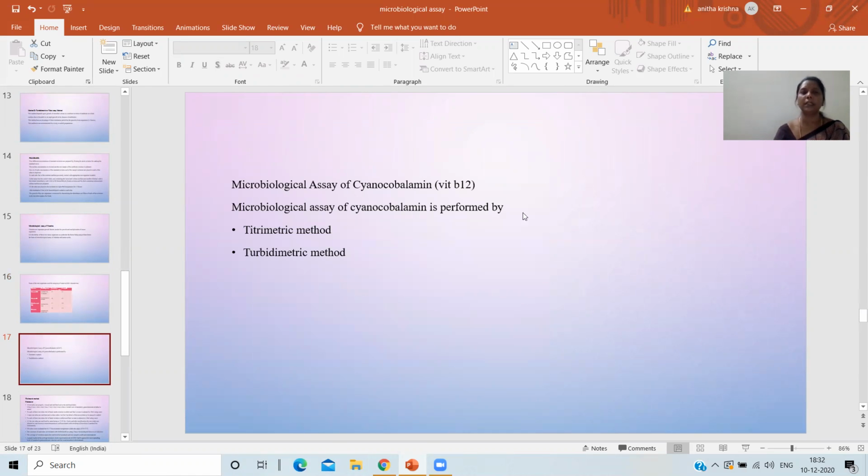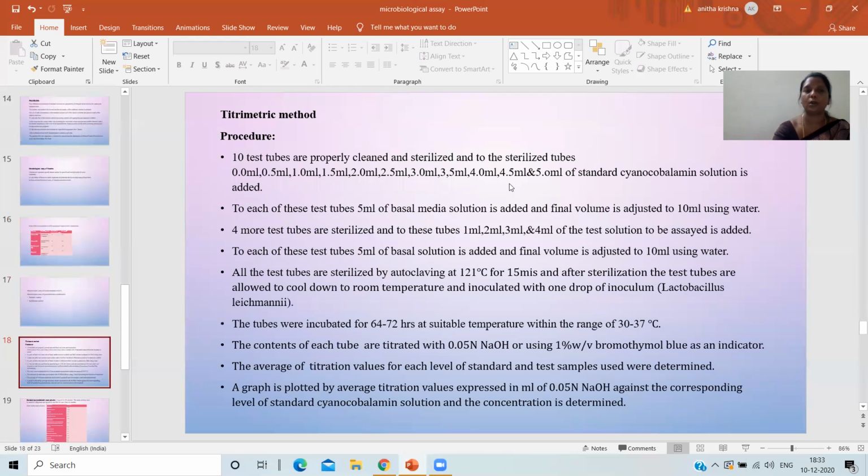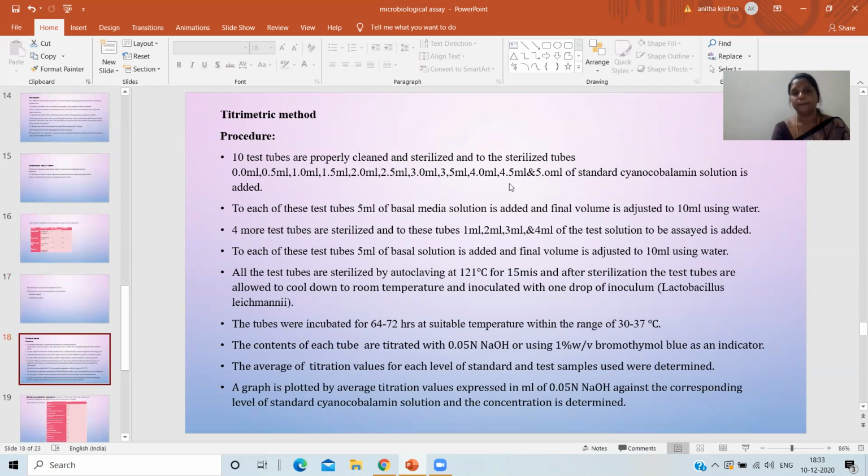Now, talking about the microbiological assay of cyanocobalamin. Generally, the microbiological assays for amino acids and vitamins are the same. The methodology is the same. So for our convenience, we take cyanocobalamin, vitamin B12, as an example. This vitamin B12 assay is performed by using two methods again, the titrimetric method and the turbidimetric method. So, talking about the titrimetric method.